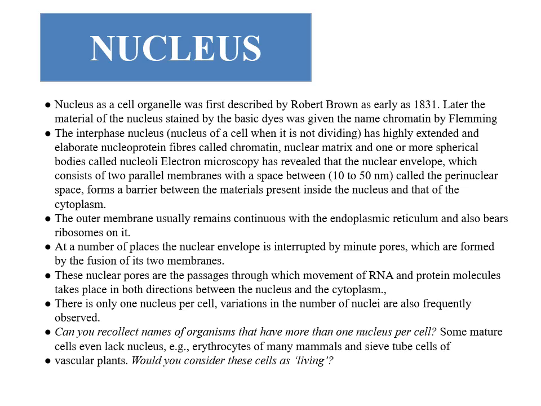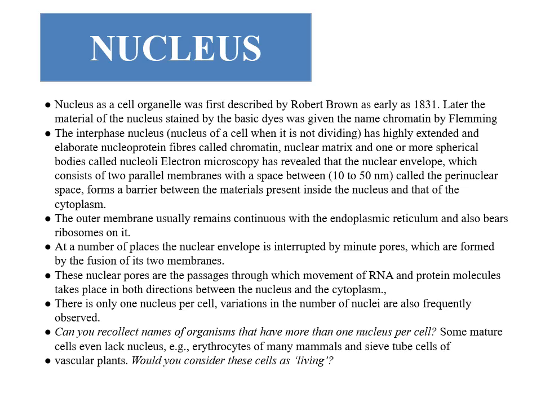Electron microscopy has revealed that the nuclear envelope, which consists of two parallel membranes with a space between 10 to 50 nm, called the perinuclear space, forms a barrier between the materials present inside the nucleus and that of the cytoplasm. The outer membrane usually remains continuous with the endoplasmic reticulum and also bears ribosomes on it.